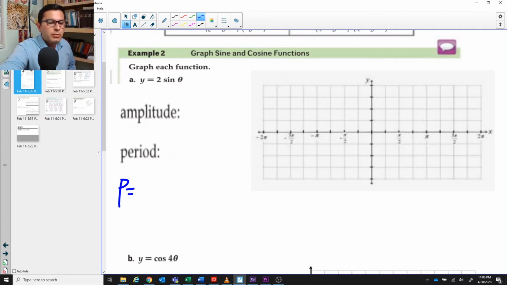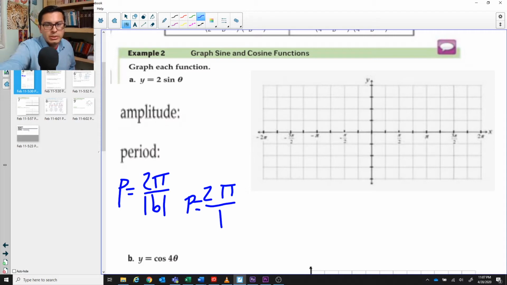We got period equals 2 pi this time over the absolute value of b. Why 2 pi? Because if we look at our graph, the x-axis or the theta axis is measured in radians. So this time we're going to use the 2 pi, the radian measure of 360, instead of 360. Now this one's actually pretty easy because as we can see, the number in front of theta, our b value, is 1. So this is just going to equal 2 pi over 1, which is just equal to 2 pi.